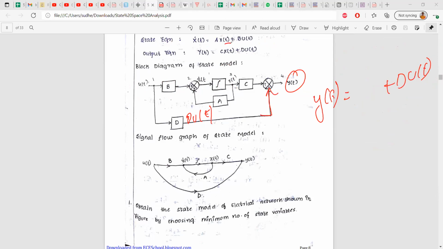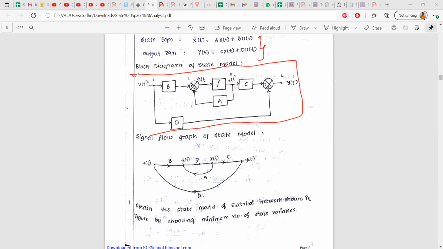What else do we need? The remaining term. The output of this integrator is x of t. If you multiply with c, this becomes c into x of t. Is it clear how these two equations are represented with the help of a block diagram? Is it clear, all of you?